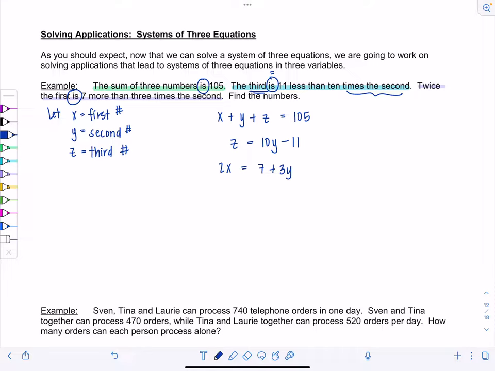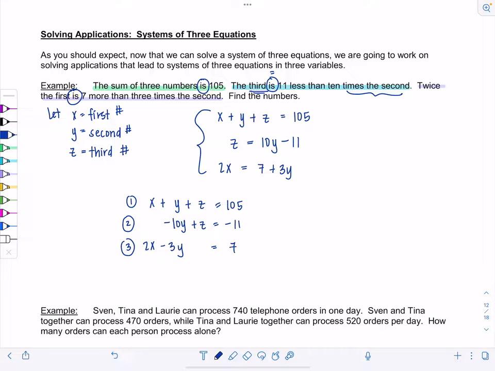Does it matter that only one of them had all three variables? No. Remember, in the previous lesson, we went over when you solve systems of three equations, three unknowns, if one of the variables is missing in a couple of the equations, it's no problem. What it usually means is it's going to be easier to solve the system. So to set ourselves up for success, let's put everything in standard form. So equation one is already in standard form. You want all the variables on the left, constants on the right, and put them in order. So x first. I'm going to have negative 10y plus z equals negative 11. And then the third equation is going to be 2x minus 3y, leave a space, equals 7.